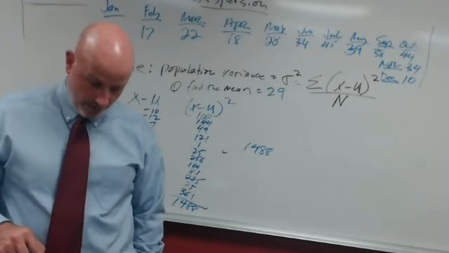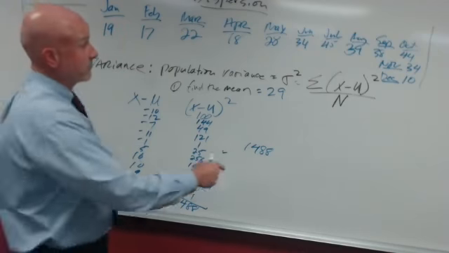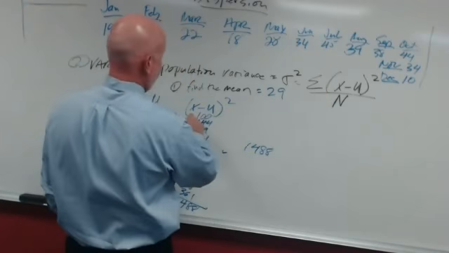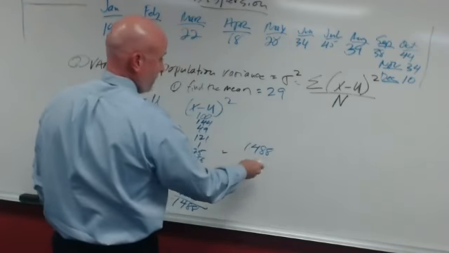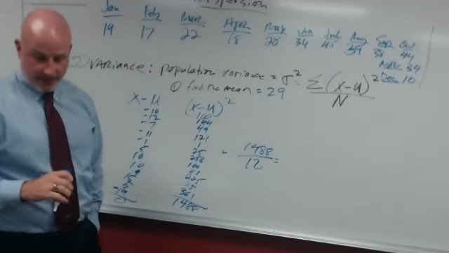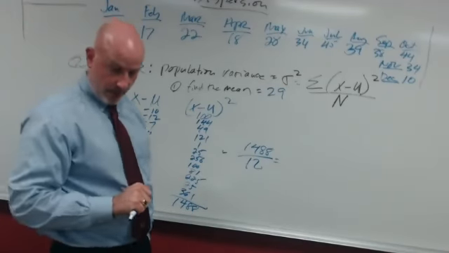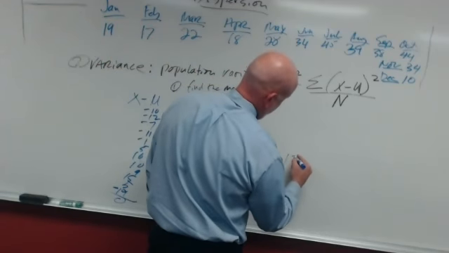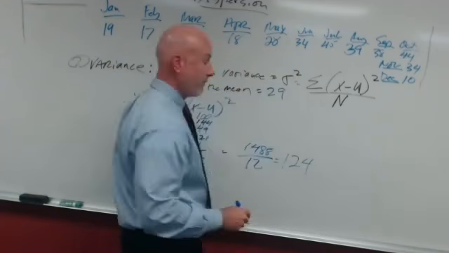And what are we going to divide that by? Remember, here's what we just solved for: 12. Divided by 12, and we get a variance of 124.